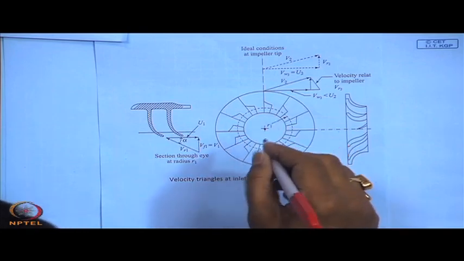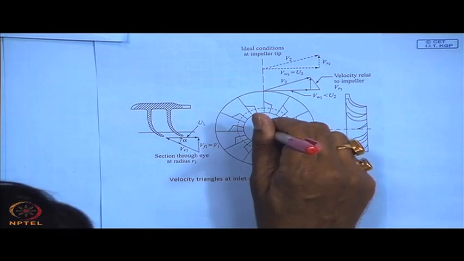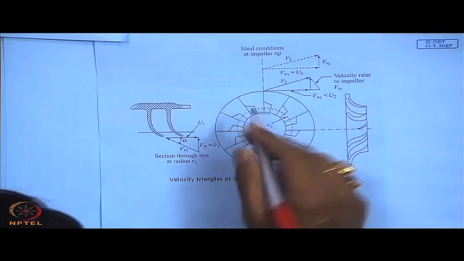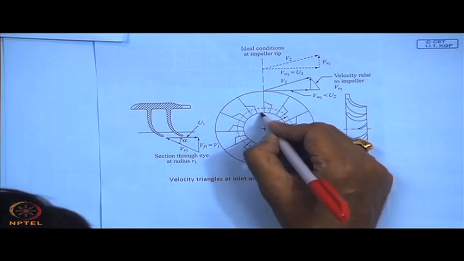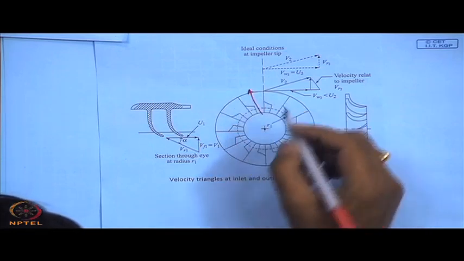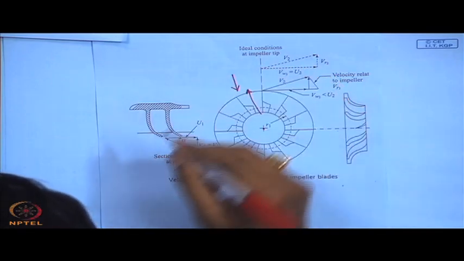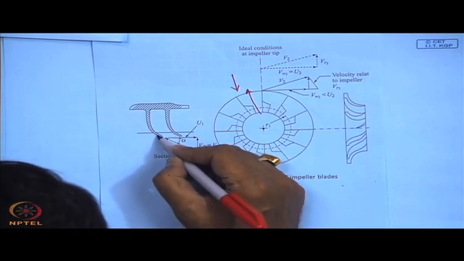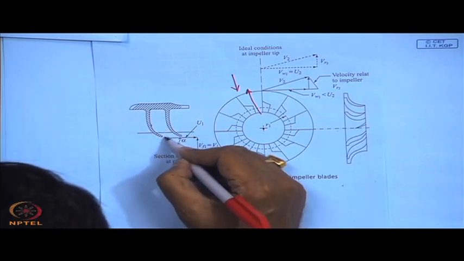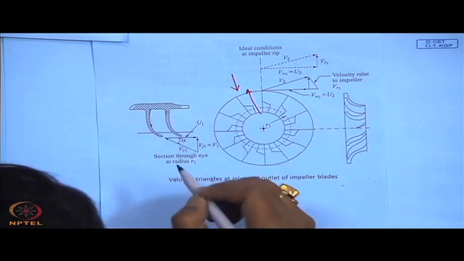So, the air comes like this axially, and then is bent like this, and it goes radially outward through the blade passages like this. So, therefore, if one sees from the top, the blade looks like this. This is the blade, this is curved, this is the curvature of the blade at the inlet, and then goes radially straight at the outlet.